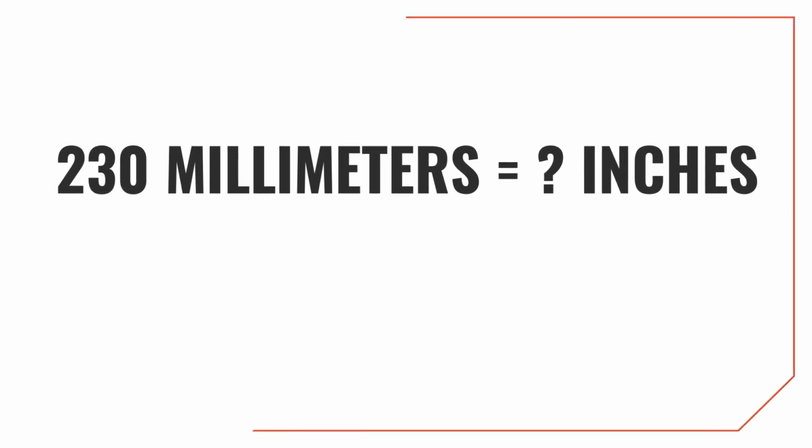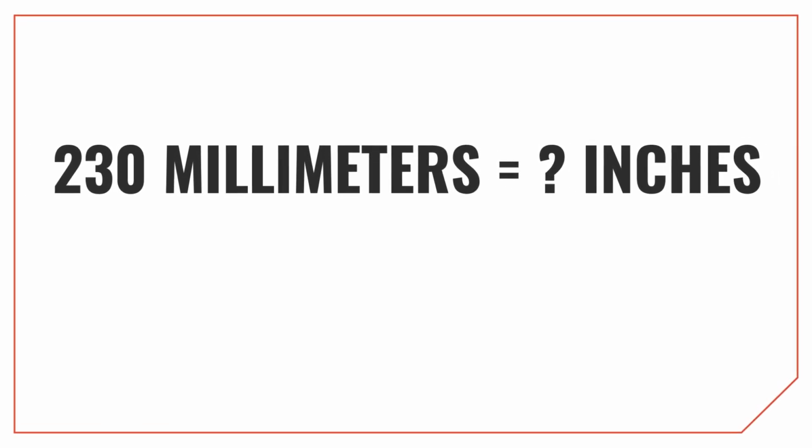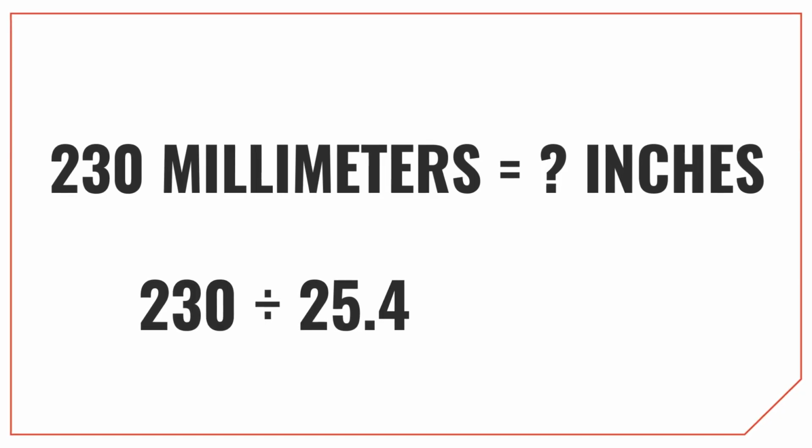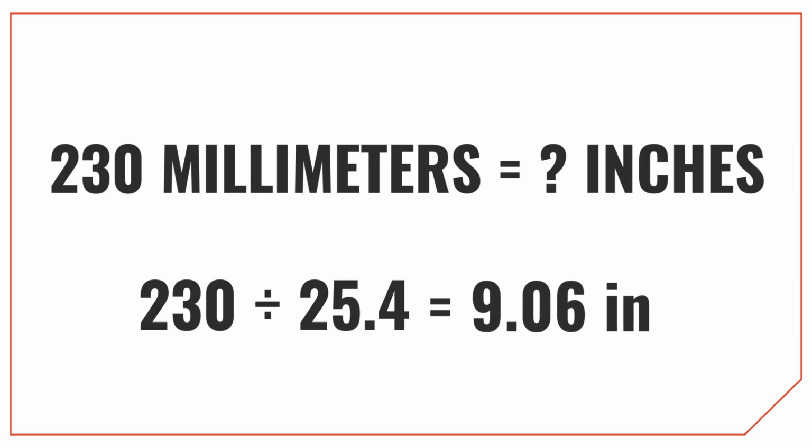Let's try another example and convert 230 millimeters into inches. Like before, let's divide 230 millimeters by 25.4, which is equal to 9.06 inches. So 230 millimeters is equal to 9.06 inches.